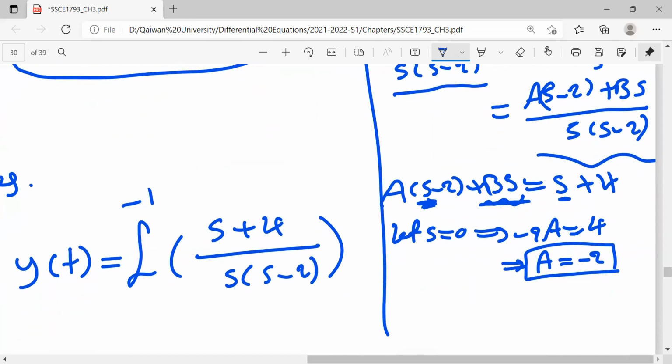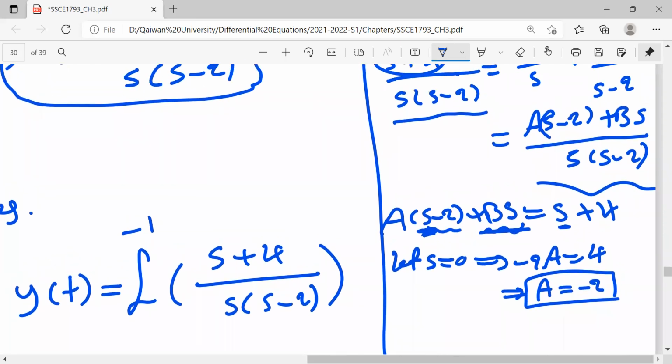Then to get B, we try to make this term 0. How to get 0 for this term? If you replace s by 2, this first term becomes 0.